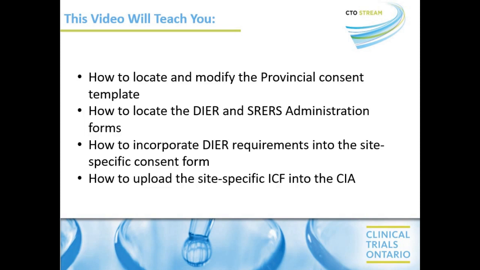to locate the documented institutional ethics requirements and/or streamlined research ethics review system administration forms for your institution. We refer to these as the DIER and SRERS administration forms. For sites that have a DIER form, we will show you how to incorporate DIER requirements into your site-specific ICF. And finally, how to upload your site-specific ICF into the CIA.